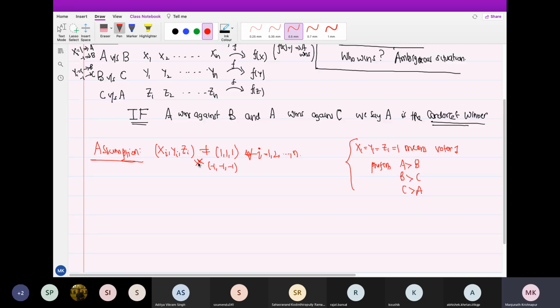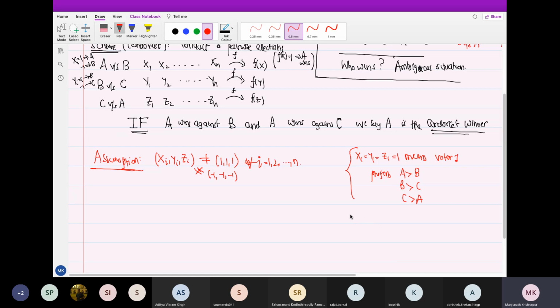What you should check is that everything else is okay. So if you have (1, 1, -1), what does that mean? There are 8 possible tuples, right? X1, Y1, Z1 can have 8 possible tuples, and I am excluding 2 of them. Everything else is an unambiguous preference. This means A is preferred to B, B is preferred to C, and here it is C versus A: -1 means A is preferred to C. So overall, this is the same as A is preferred to B is preferred to C.